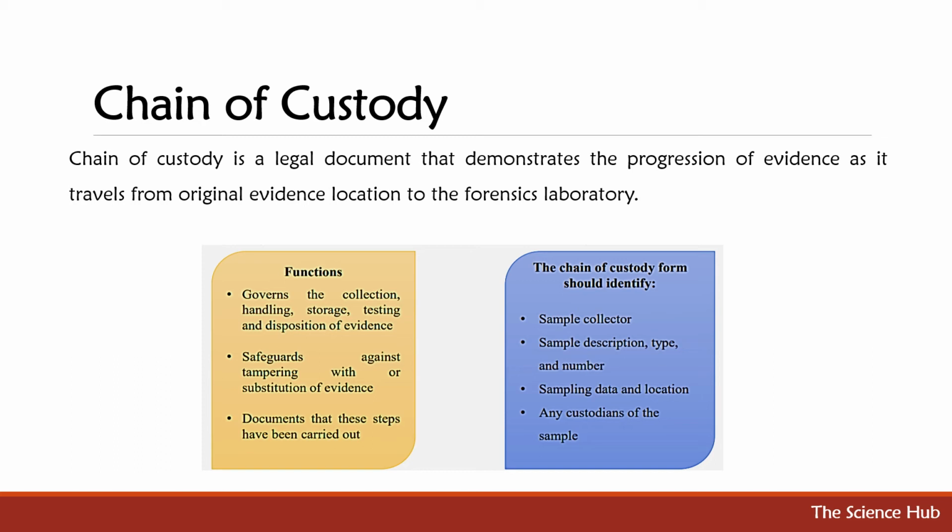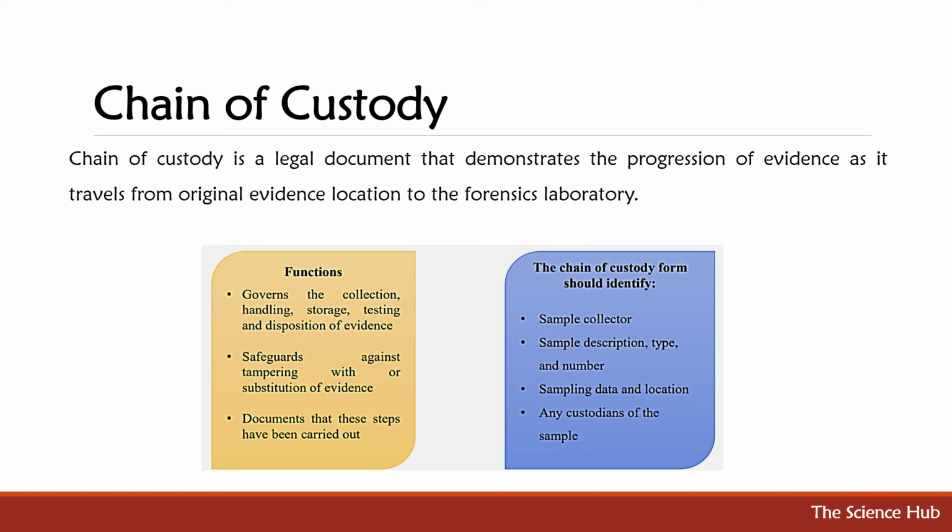Chain of custody. Chain of custody is a legal document that demonstrates the progression of evidence as it travels from original evidence location to the forensic laboratory. It governs the collection, handling, storage, testing, and deposition of the evidence. It safeguards against tampering with or substitution of evidence. Documents that these steps have been carried out are maintained in chain of custody.